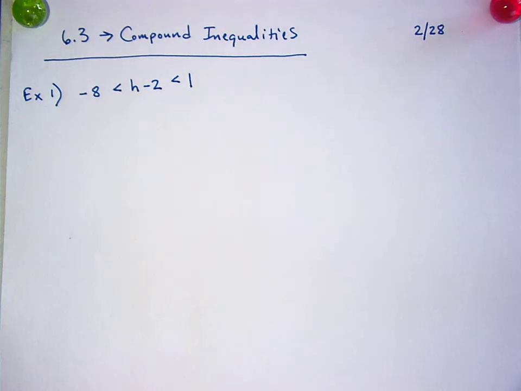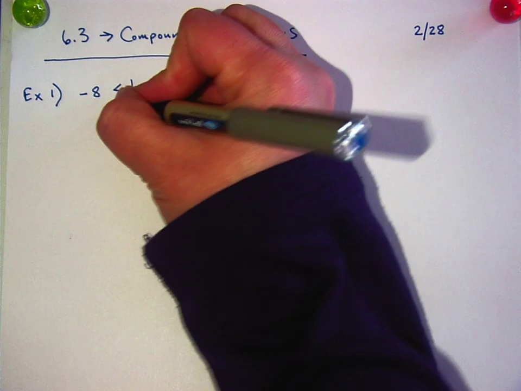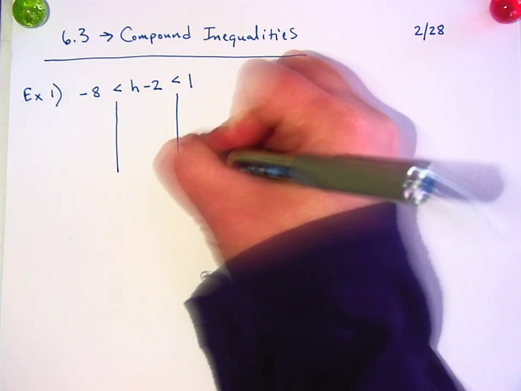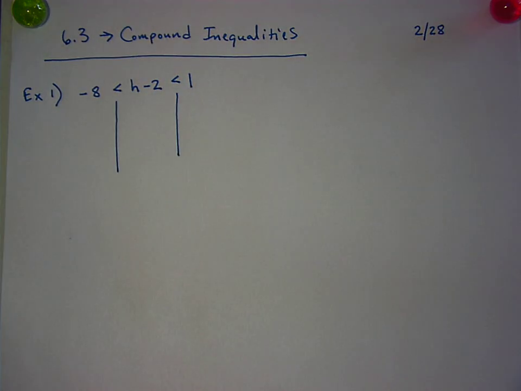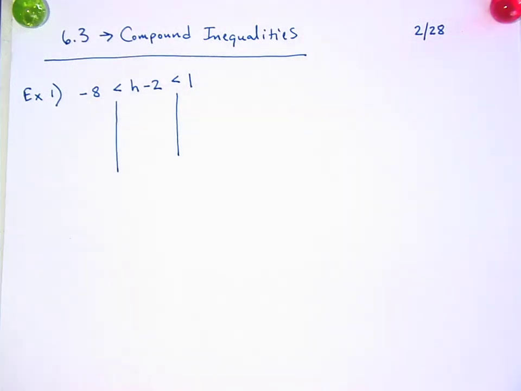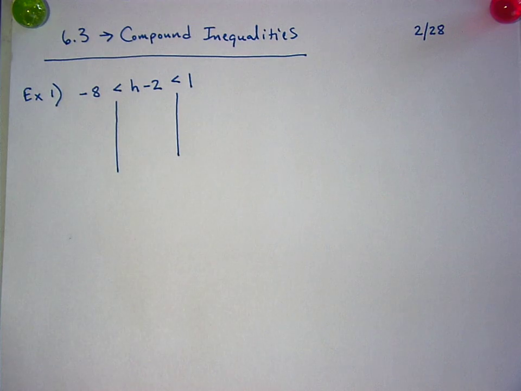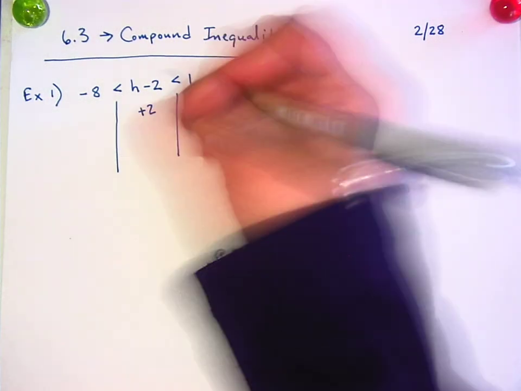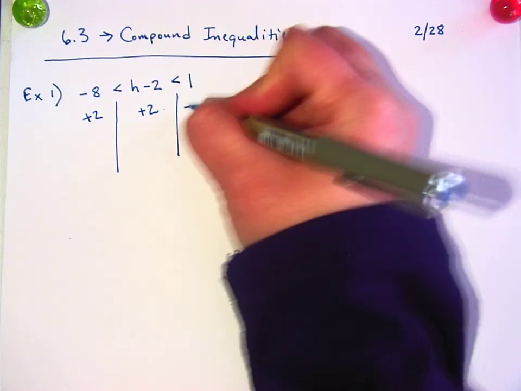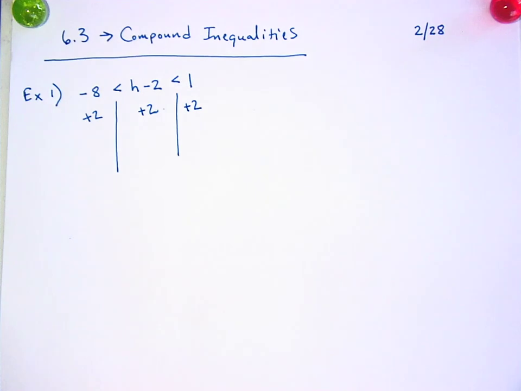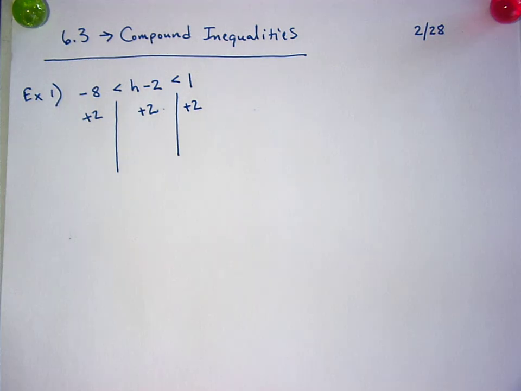What's different about this? There's two inequalities here. If it helps you, you can draw a little line here to separate them. We're trying to get h by itself, and we're keeping h in the middle. So what should I do to do that? Add 2, and I'm going to add 2 in every single section here.